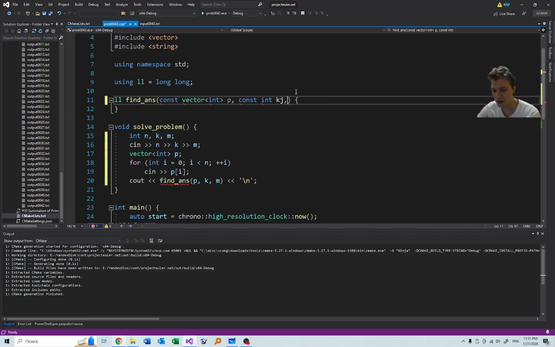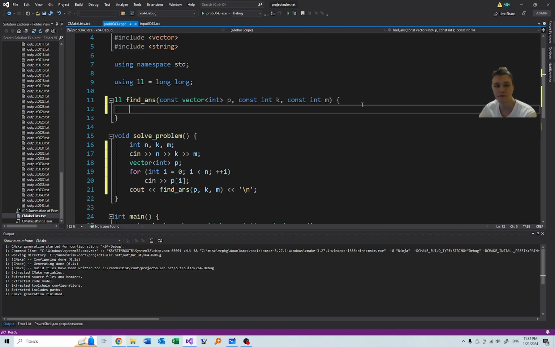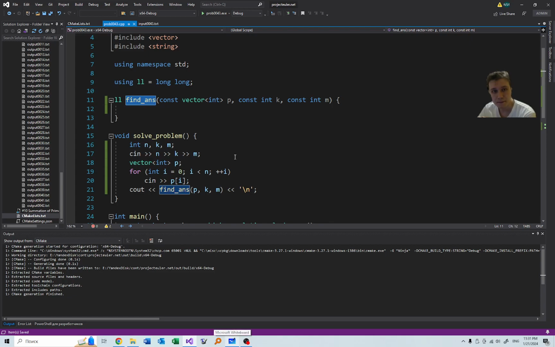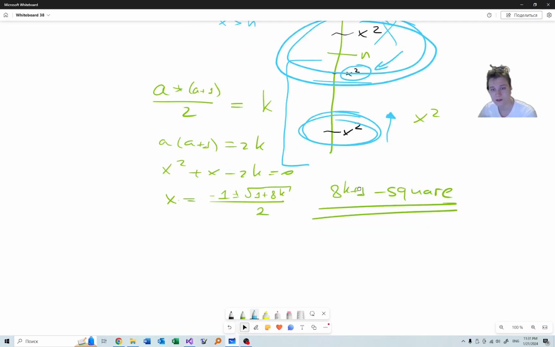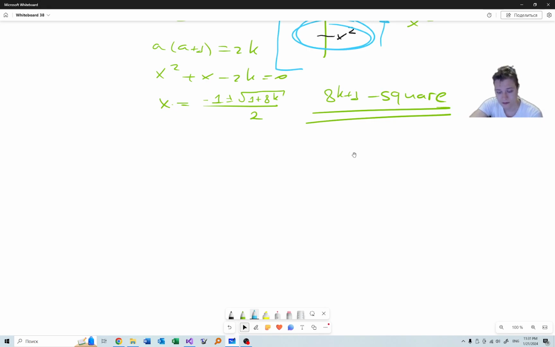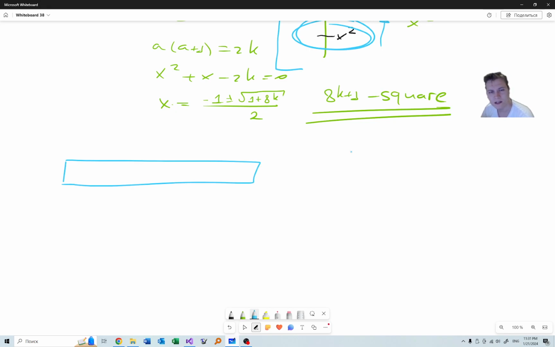const int k, const int m. Let's go. So we have this. Okay, we have a number, and if we take k last subsequent digits, then they are divisible by p last, which is pn minus 1.